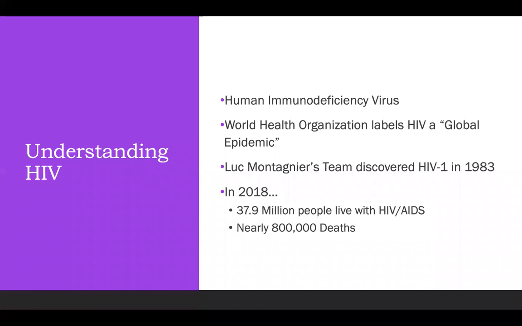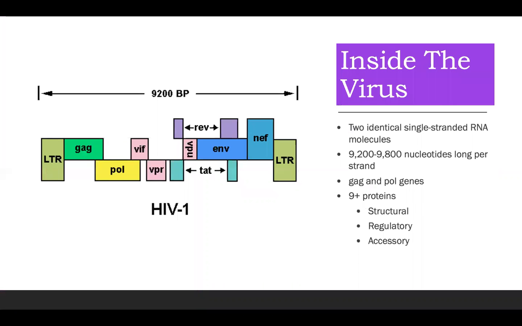This is a global epidemic, as you can see, so it begs the question, what makes this virus so dangerous? To answer this, we have to dive into the makeup of the virus. So, at the basic level, HIV is two identical single-stranded RNA molecules that are each 9,200 to 9,800 nucleotide bases long. It starts off with the GAG and the POL genes on the left, and those code for different enzymes that the virus uses to attack the cells.